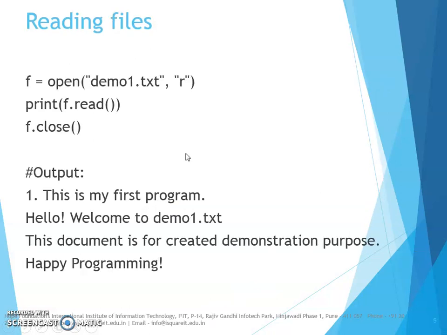So we'll see an example of reading a file. This demo1.txt we are opening in read mode and we are printing f.read. So the file object is written and the method is called as read, and we want to print the data. So all the contents from that file will be printed one below each other.